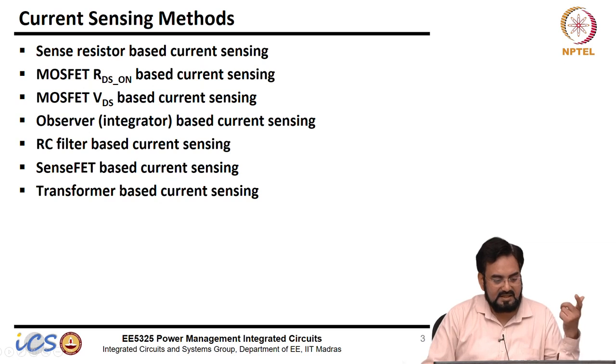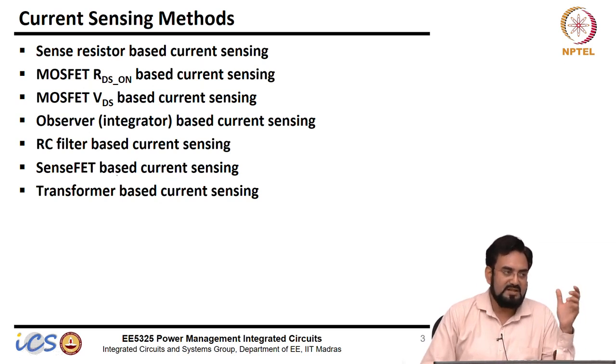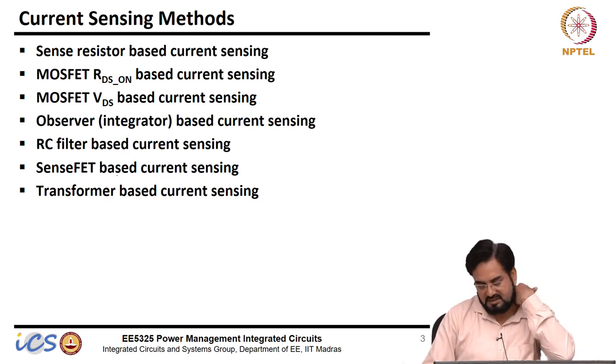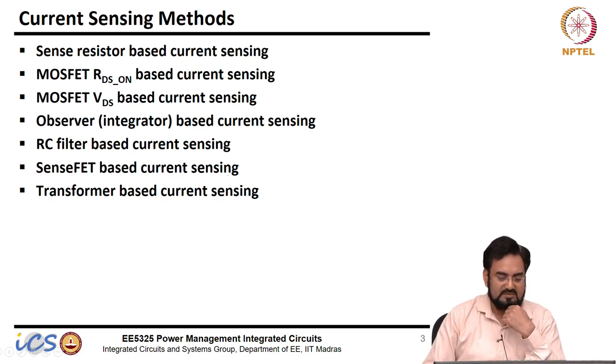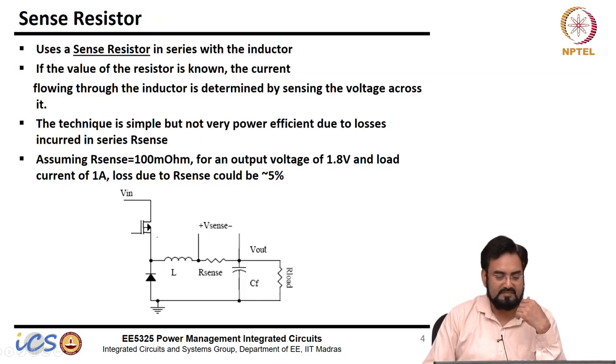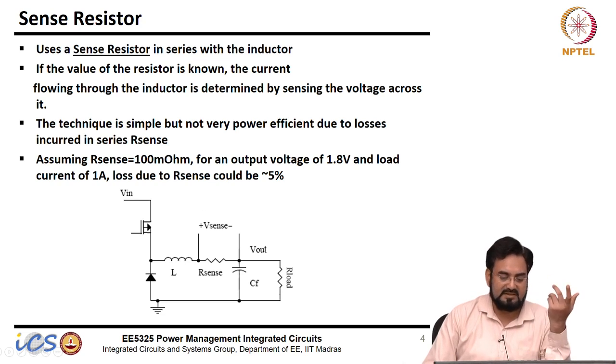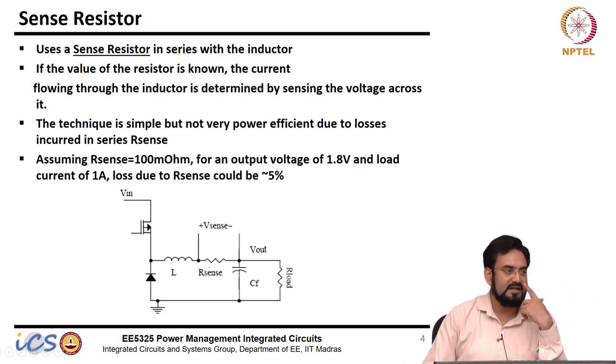That contains the current information. If you choose your RC value properly, then it will give you the exact current information. Otherwise, it will be different. Then there is sense transformer based current sensing, and the last one we hardly use for on-chip converters. It is mostly used in power electronics. So this is the sense resistor based one: you connect a series resistor R sense with the inductor and get the voltage across it. This voltage divided by R sense will give you the current.